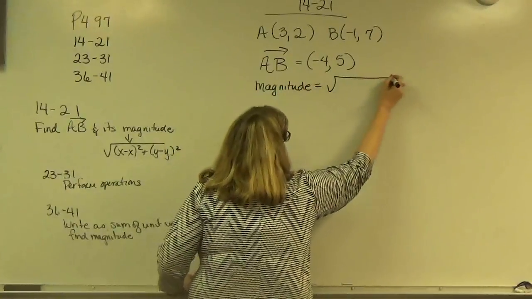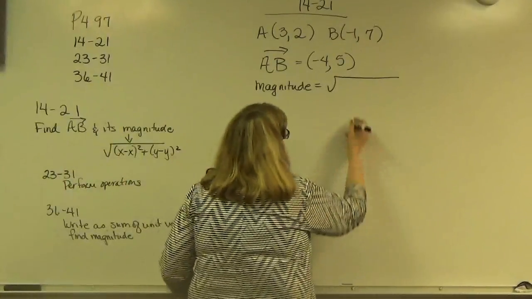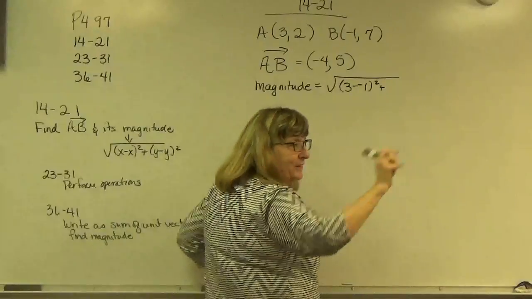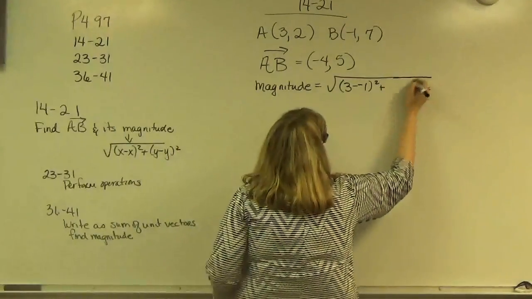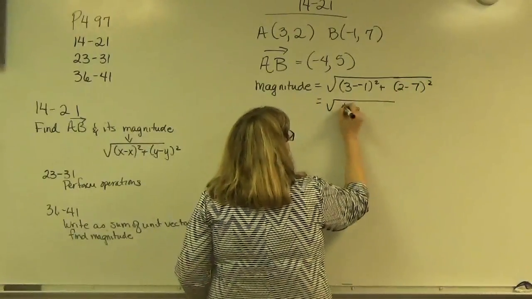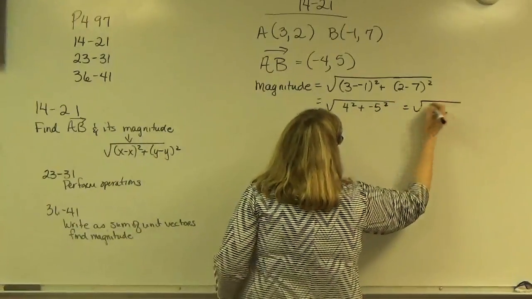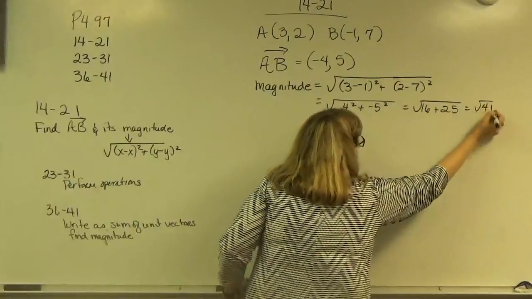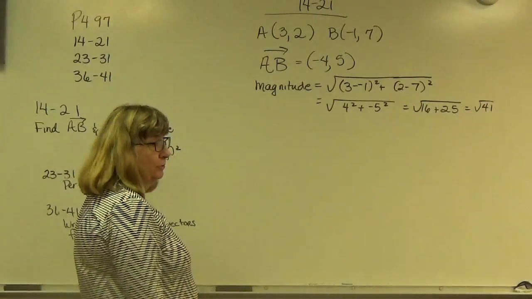Now magnitude. How do I find magnitude? X minus x. Isn't that just negative 4 squared? We're going to talk about that in a second. Hold off there, Delaney. And y minus y. So I get 4 squared plus a negative 5 squared. So square root of 41. Does everybody follow that one through?